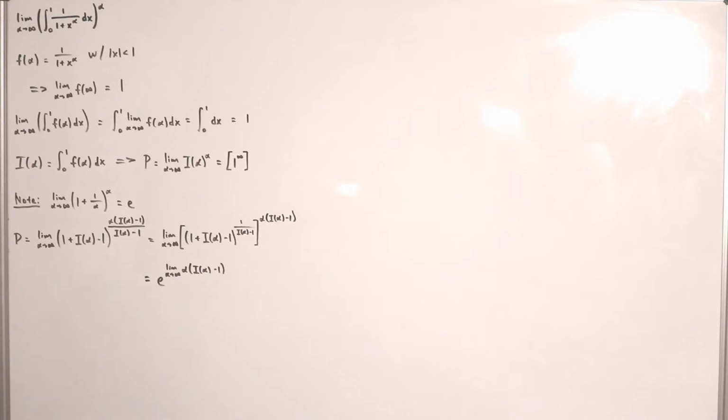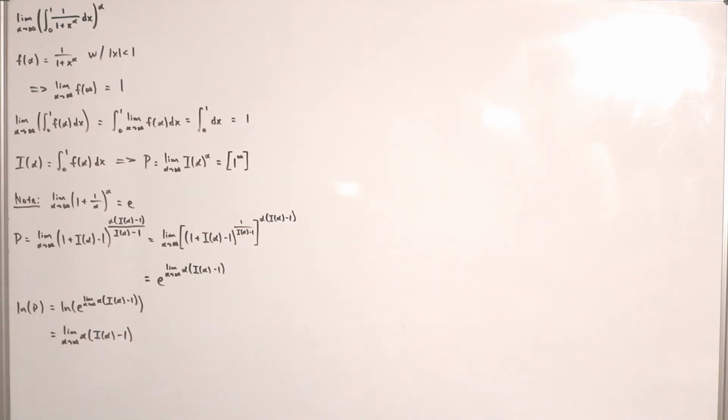Now we can actually just take the natural log of both sides. So ln of capital P is equal to the natural log of e raised to the same thing as before, alpha times I(alpha) minus 1. And then you can see that the only thing we need to check is to evaluate this limit, as alpha approaches infinity of alpha multiplied by I(alpha) minus 1.